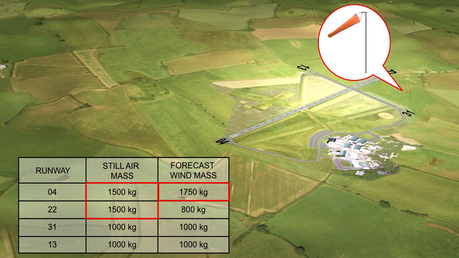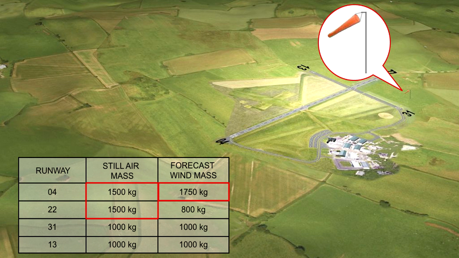In summary then, the first assumption requires that the pilot select runway 04 or runway 22 for a maximum still air landing mass of 1,500 kilograms, and the second assumption will require the pilot to select runway 04 for a maximum landing mass of 1,750 kilograms. Now we need to consider what to use as the dispatch mass of the aeroplane.